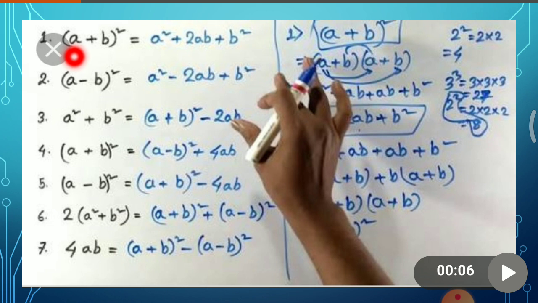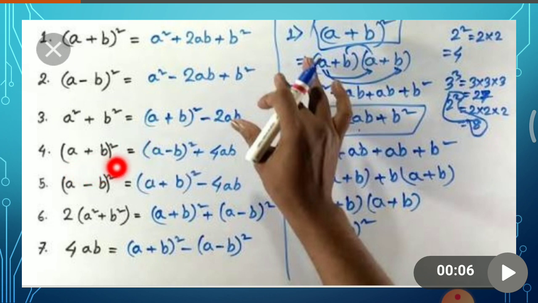At first, I will tell you the formulas of algebra. A plus b whole square is equal to a square plus 2ab plus b square. Okay, a plus b whole square is equal to a square plus 2ab plus b square. A minus b whole square is equal to a square minus 2ab plus b square. A square plus b square is equal to a plus b whole square minus 2ab.